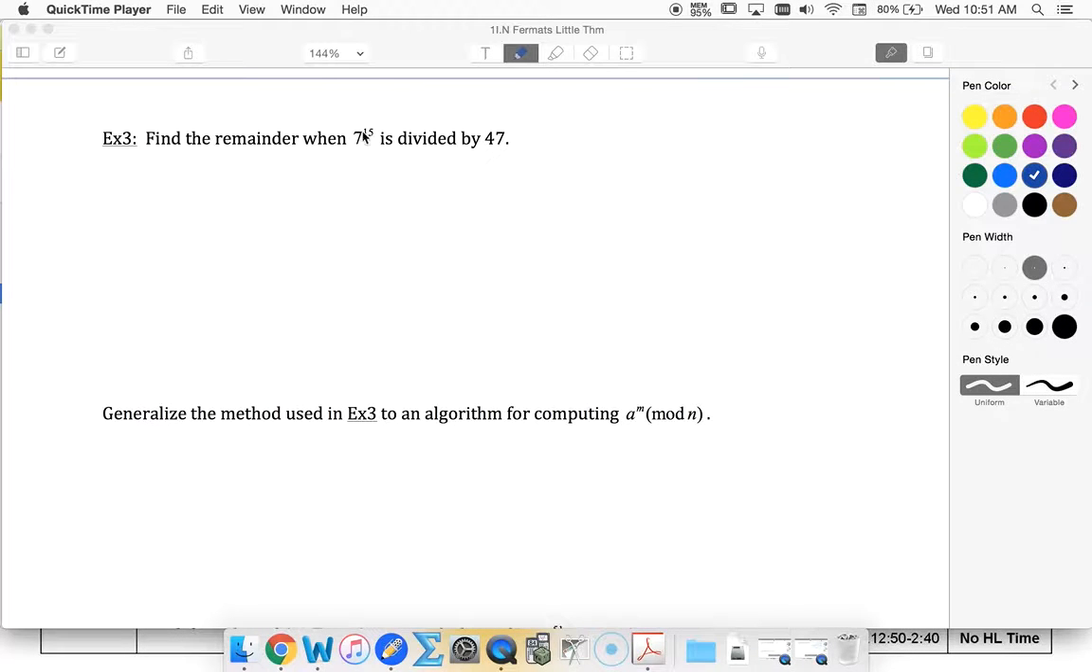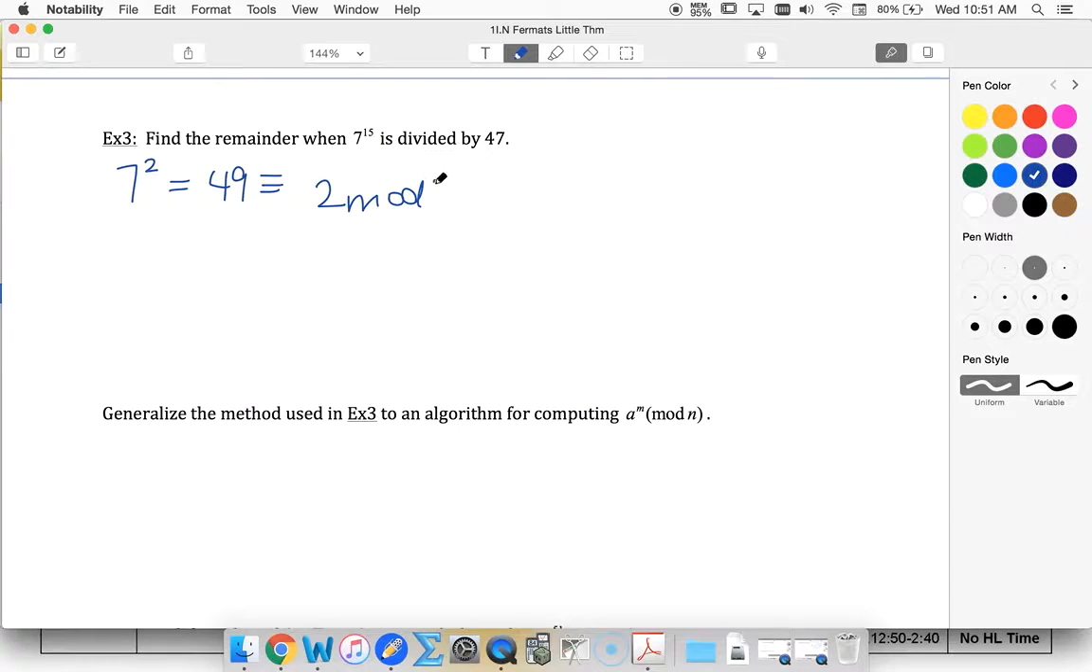All right, so as I mentioned before, we're going to look for turning our 15 into our powers of 2. So let's start with 7 squared. 7 squared, of course, that's going to be 49. 49 mod 47 is going to be equivalent to 2 mod 47. And then 7 to the 4th will be 4 mod 47. 7 to the 8th is going to be 16 mod 47.